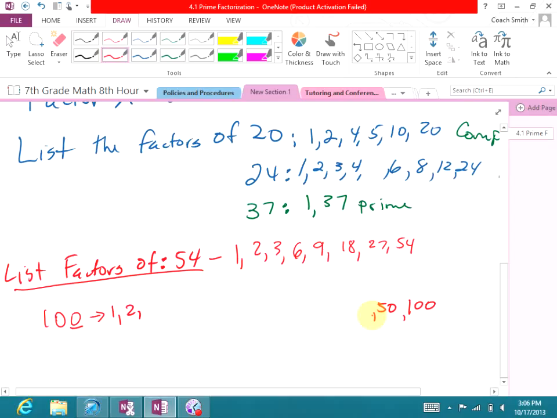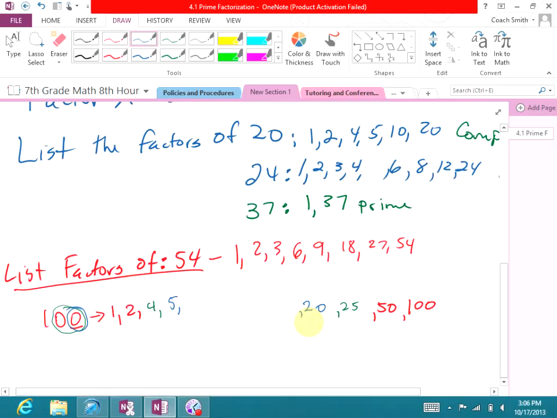So then I move to 4. The rule for 4 is, if you look at the last two digits, if 4 goes into the last two digits, 4 goes into the whole number. Well, 4 does go into 00, okay? And so 4 goes into it 25 times, okay? Then I move to 5. Well, the rule for 5 is, if it ends in 0 or 5, 5 goes into it, okay? So 5 will go into it, and 5 will go into it 20 times.